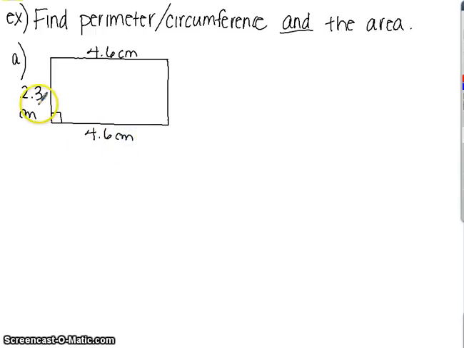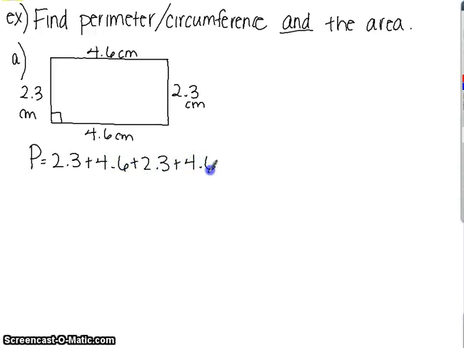In the same way, if this side is 2.3, well, this side is also 2.3. Okay, so now for perimeter, we use a capital P to represent perimeter. We just need to add these sides up. So you're just going to take 2.3 plus 4.6 plus 2.3 plus 4.6, and you should get 13.8 centimeters.